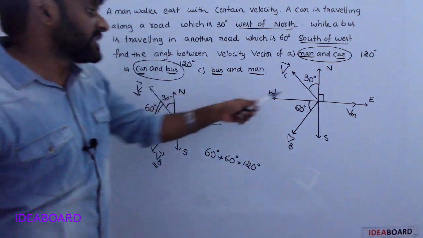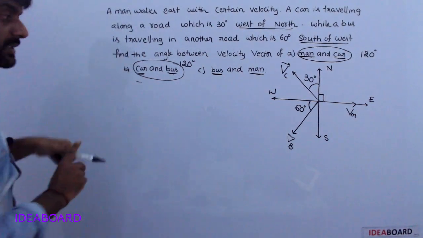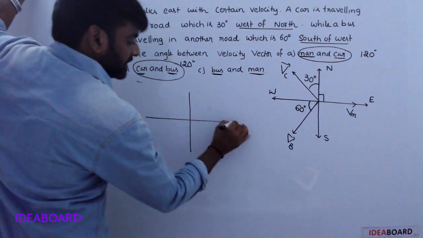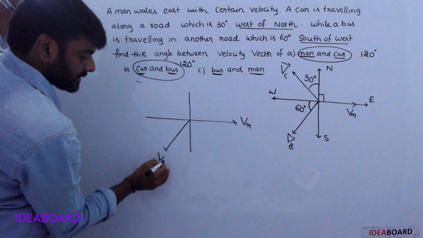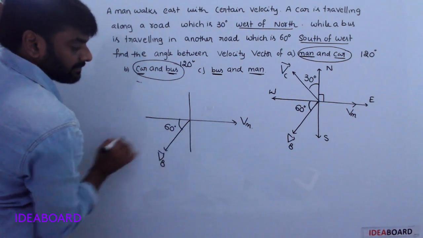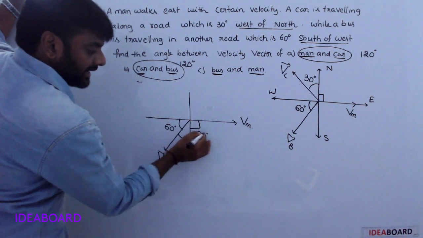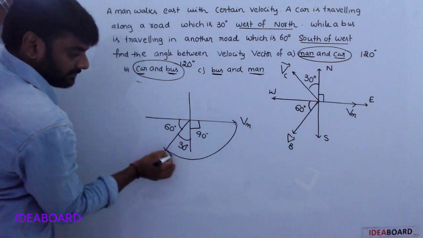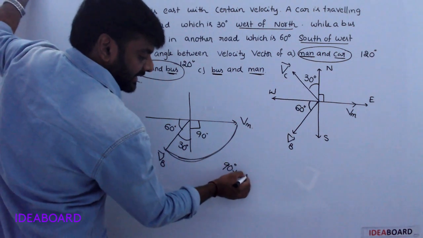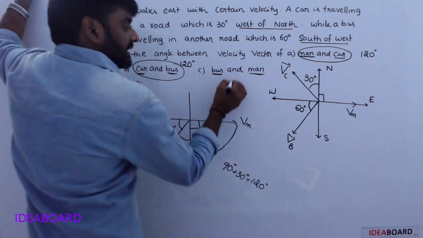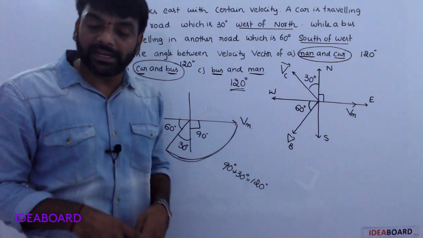Next one, bus and man. Okay, bus and man. See, man. This one is bus. This angle is 60 degrees. Okay. Whatever remaining angle, 30. It is 90. Required one is this angle. 90 plus 30. 90 degrees plus 30 degrees is equal to 120 degrees. This angle is also 120 degrees. Understood? Okay.